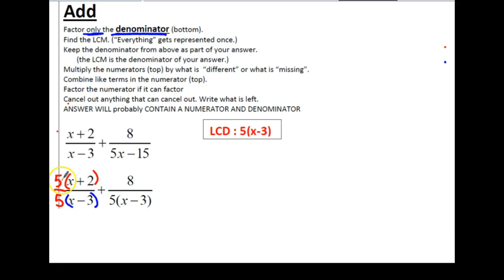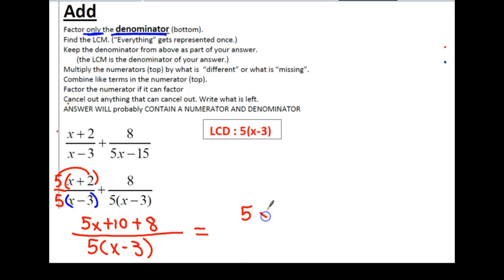And so when I multiply that, that's going to be 5x plus 10 plus the 8 that's already up there. And it's all going to be over the common denominator. Instead of writing it with two separate denominators, the denominators are the same. That's what common denominator means. So I just write it over the same common denominator, and then I can combine like terms.